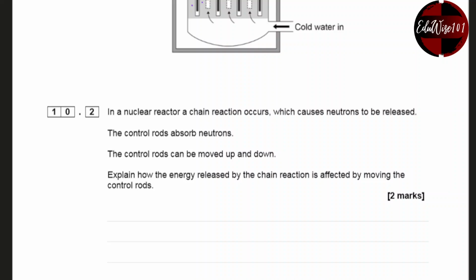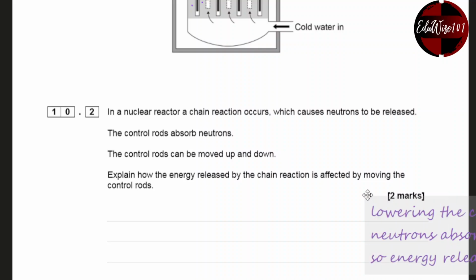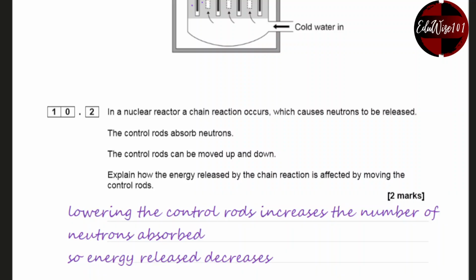Now, if you lower the control rods, you're going to absorb the neutrons. That means you're slowing down the chain reaction, so you're lowering the energy production. If you lift it up, then there are more free neutrons for the chain reaction to take place. So lowering the control rod increases the number of neutrons absorbed, so energy released decreases.